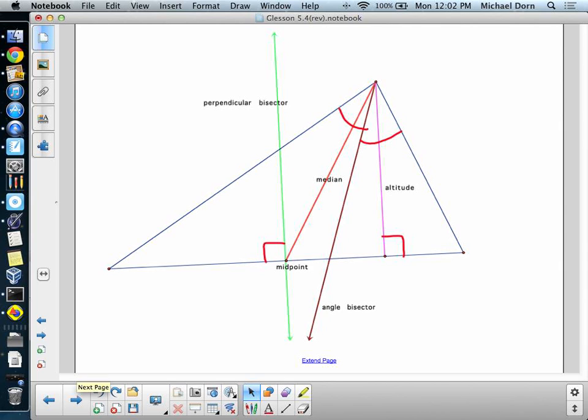Now, can they all be one? Can they all be the same? Absolutely. In equilateral triangles, all 4 of those special segments are exactly the same. In fact, all 12 of them are. In isosceles triangles, if this is the vertex angle, then all 4 of them are the same. But otherwise, they're different. So usually they're different, and we need to memorize them and be able to identify them and know their properties. That's a picture you want to copy down.